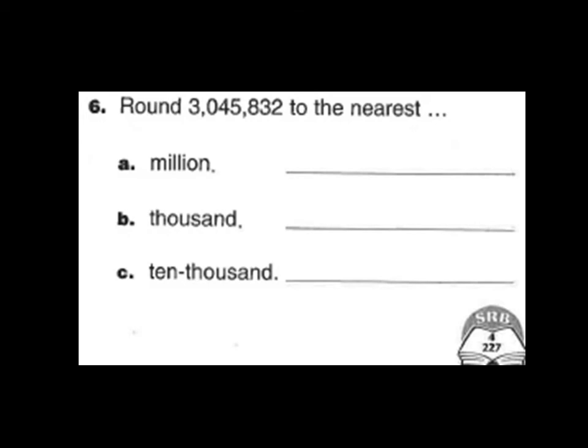Now we're rounding to the nearest million, thousands, and 10,000. But right now we're not putting it into a million. 3 million. 3,040. 3 million. 146,000, yeah, technically. And 3,050,000.